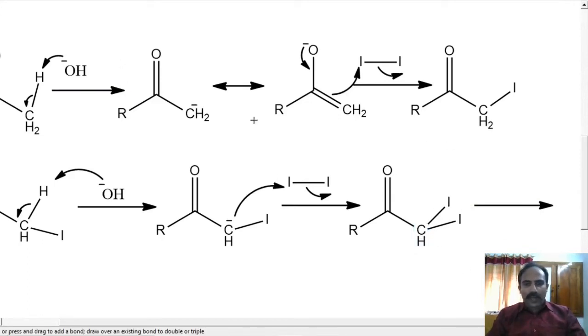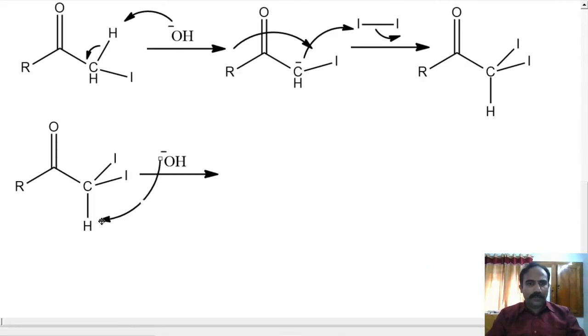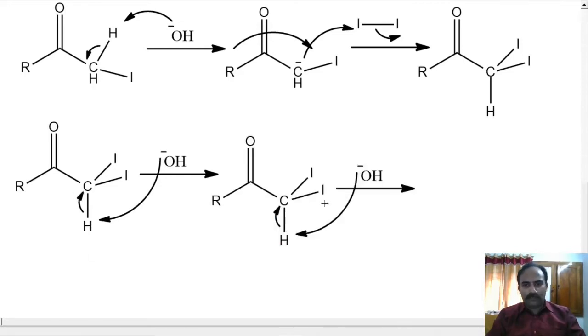Again, we have another H which is acidic, and we can remove this H also by the base. And this will be negatively charged. This carbon will be negatively charged.